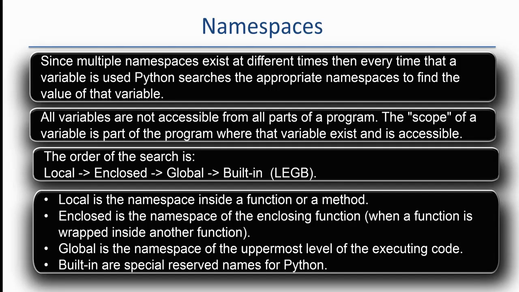So basically, when you try to use a variable in Python, Python first searches the local namespace. If it is found, then it will use it. If that variable is not found in the local namespace, then it looks into the enclosed namespace, which means the function which wraps your current function. If it is found, then Python will use it. Otherwise, it goes and searches the global namespace. Again, if it is found, then it will use it. Otherwise, it goes and looks into the built-in names. If it is found, then Python uses it, and if it is not found, then you get an error for undefined variable.